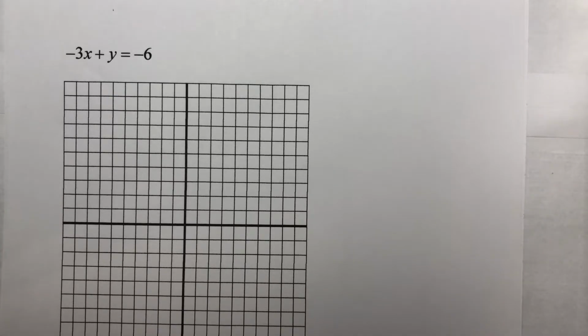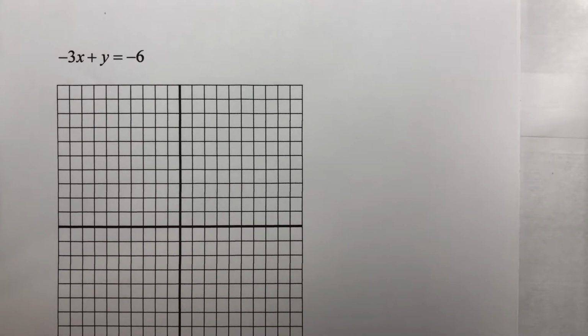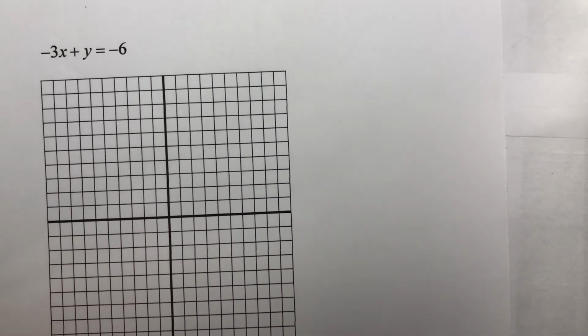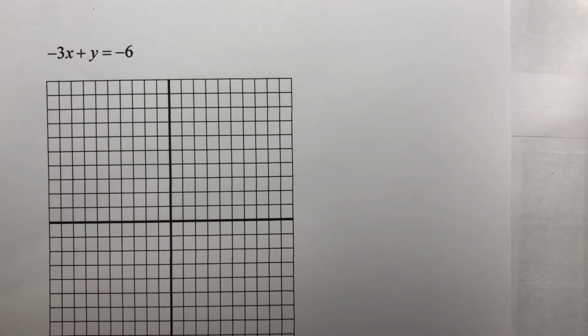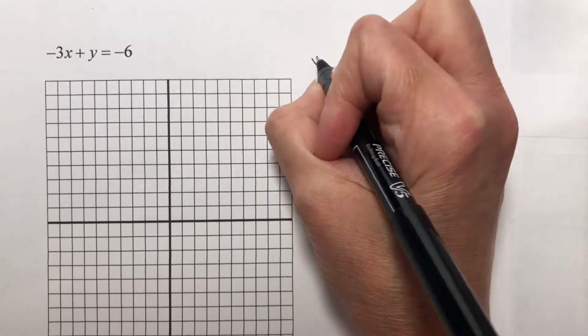This is section 3.2, part three. We have been calculating intercepts and using those to graph. So let's graph this line: negative 3x plus y is equal to negative 6. We need to plug in zeros first.